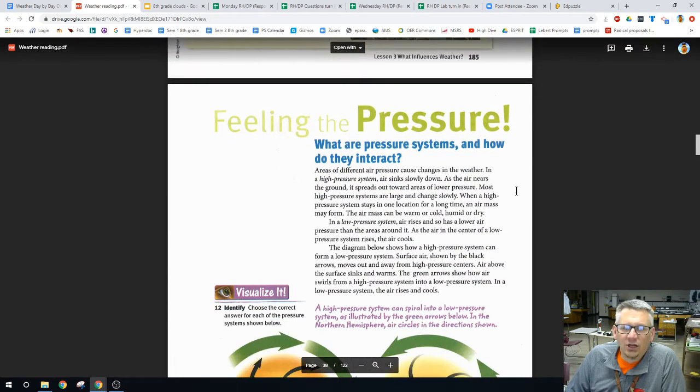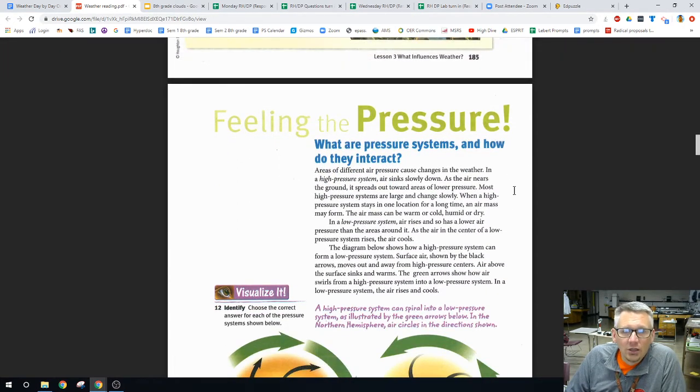Feeling the pressure. What are pressure systems and how do they interact? Areas of different air pressure cause changes in weather. In a high pressure system, air sinks slowly down. As the air nears the ground, it spreads out towards the areas of lower pressure. Most high pressure systems are large and change slowly.